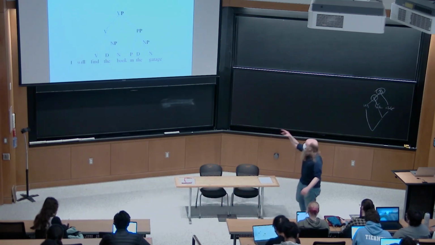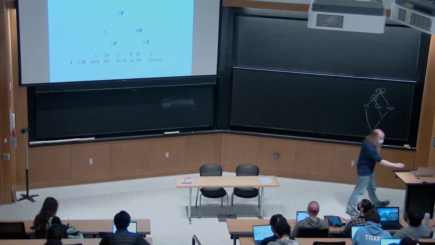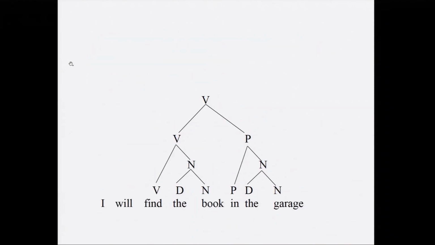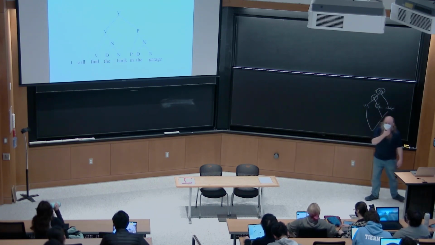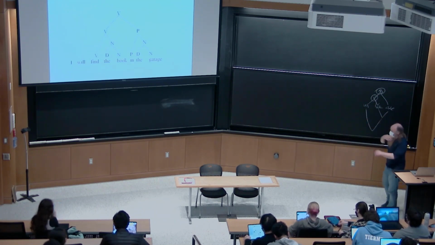If you have a tree, so the tree we had before, let's go back a slide. The tree we had before had various nodes that have the same label. There are 3 nodes here that have the label V, for example. And there are 2 nodes that have the label P. And there are 4 that have the label N, actually, 2 associated with garage and 2 associated with book. And it can be fairly confusing looking at all of these nodes that have identical labels.